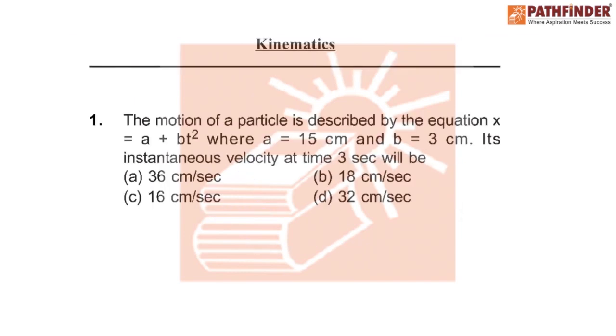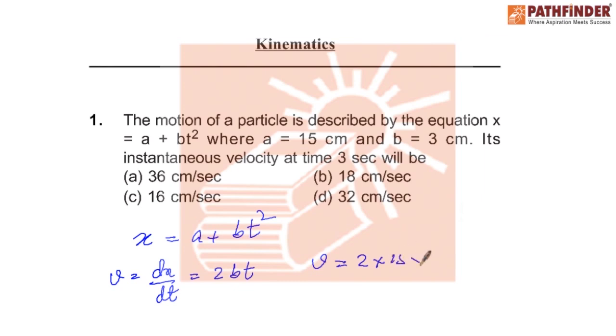So we begin our mathematical problems discussion on kinematics, and the first problem that you see is an equation of displacement, which is a plus bt square. Now we know that velocity is the differentiation of displacement, so it is dx by dt, so that is 2bt on differentiation. So the instantaneous velocity at time t equal to 3 second, when a is 15 and b is 3 centimeter, will be 2 into 15 into 3. Now you have to be careful, b is 3, so it is 2 into 3 into 3, so that is 18 centimeter per second. So that is the velocity here.